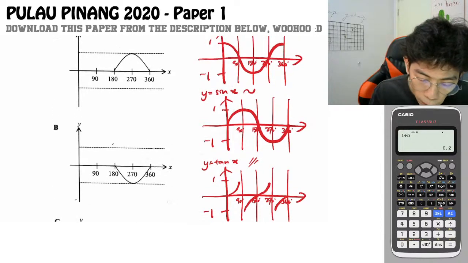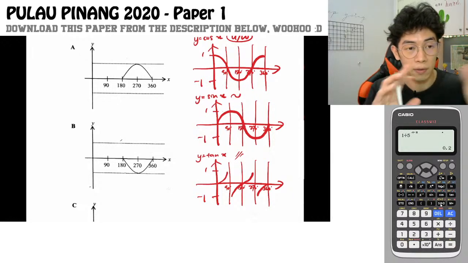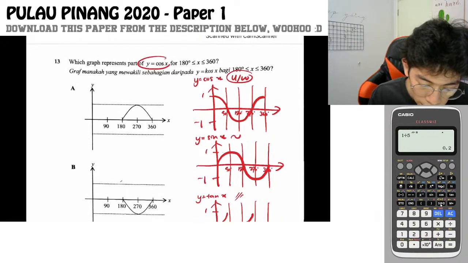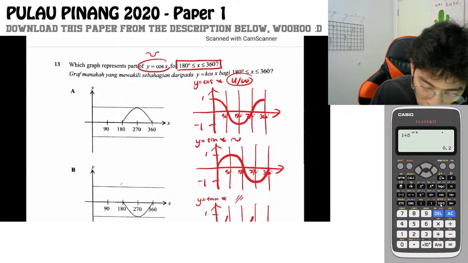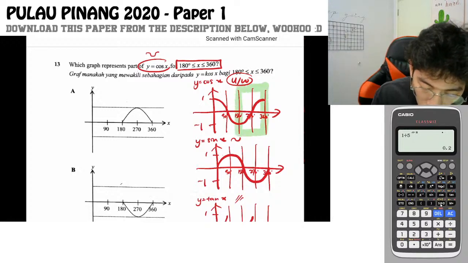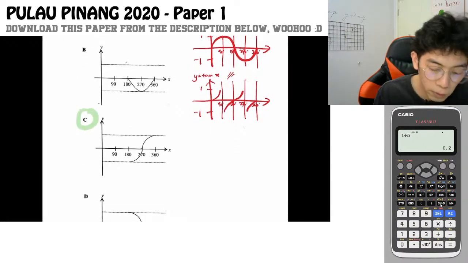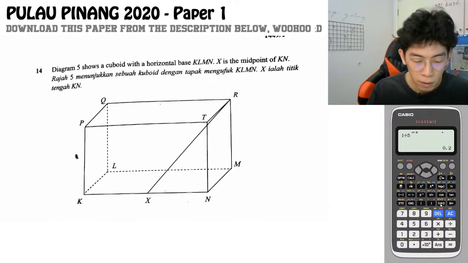So what happened is, picture-wise you roughly get the basic picture there already. But here they say they want the underwear shape, but between 180 and 360. So I'm going to box that up. I'm going to get this part, so this part is only this shape. Which one gives you this shape? C. Got it? So it's not calculation, it's picture.